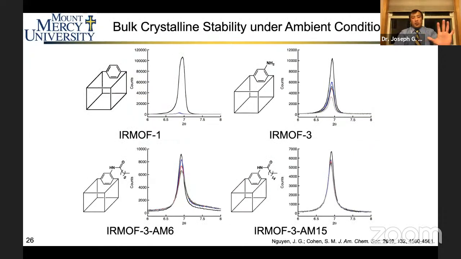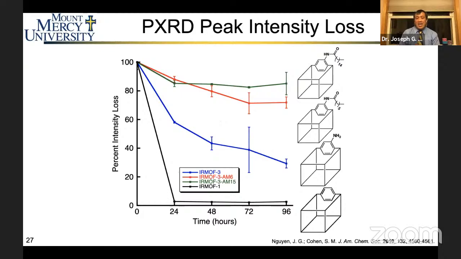Now, the other way to characterize the hydrophobic properties, or its ability to be stable under ambient conditions, is to take the PXRD and see how it looks. As you can see here, we just took the main peak right at the beginning. With IRMOF-1, over a period of 4 days, after a day, its crystallinity went away. With IRMOF-3, over a period of 4 days, the crystallinity continues to decrease. With the amide-6 version and the amide-15, you can see a little bit of decrease, but I'm going to show you on this next slide that while there's a percent loss in crystallinity, it does stabilize and keep the material more crystalline and helpful from that perspective.